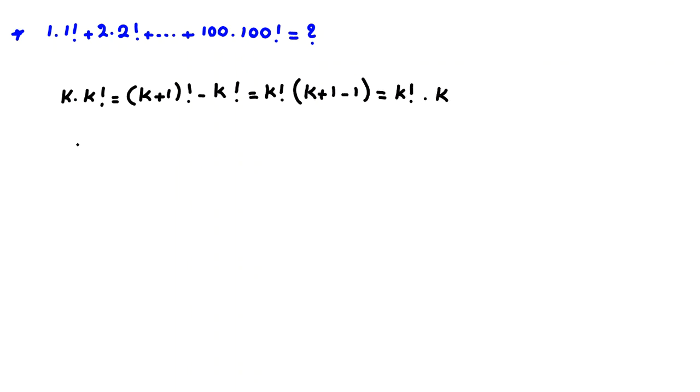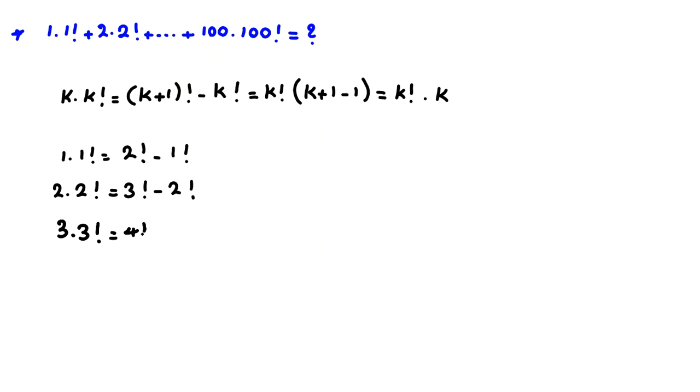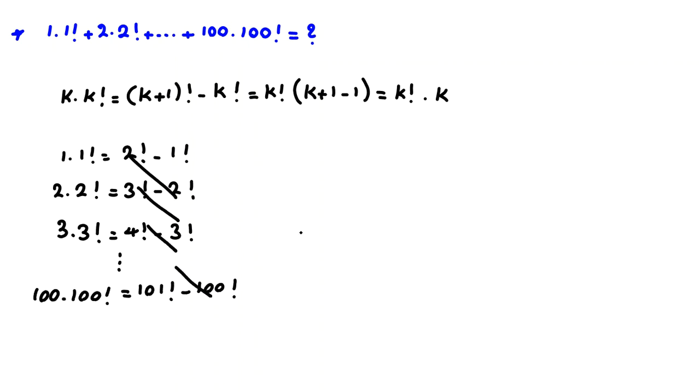Now, I know 1 times 1 factorial, if I use this formula, is 2 factorial minus 1 factorial. 2 times 2 factorial is 3 factorial minus 2 factorial. 3 times 3 factorial is 4 factorial minus 3 factorial. And if we continue up to 100 times 100 factorial equal to 101 factorial minus 100 factorial, and then you can cancel. It will be what? 101 factorial minus 1 factorial. This action that you've seen here, we call it telescoping sum or rule.